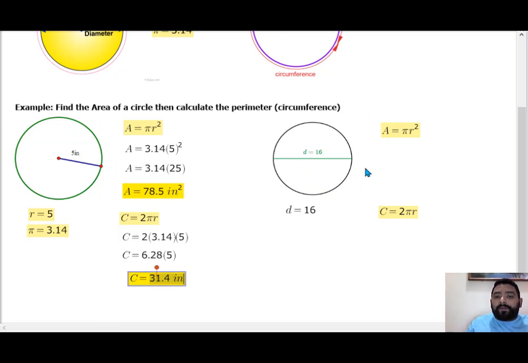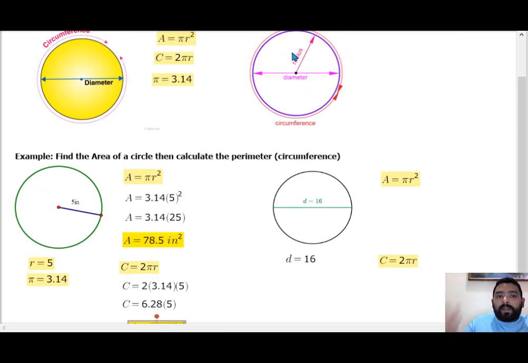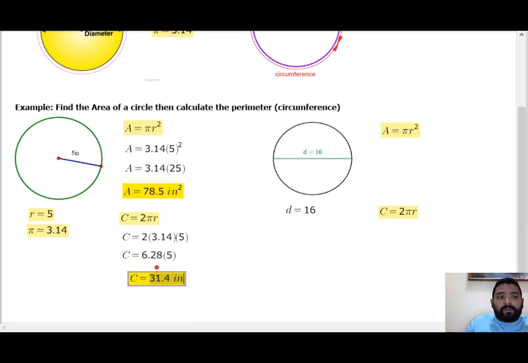Now in the second one we have a diameter. Pay attention to this, because when you have the diameter you need to divide by 2 to get the radius, because remember the radius is only half of the diameter. So the radius is equal to the diameter divided by 2. If your diameter is 16, divided by 2, your radius is going to be 8. This is important, because if you use the whole diameter, it's not correct. So you need to use 8, because you divide 16 by 2.